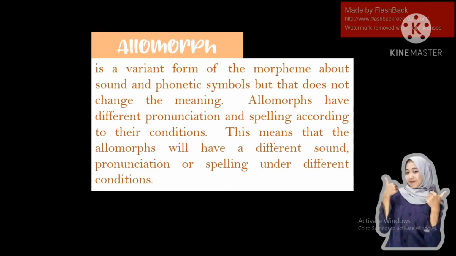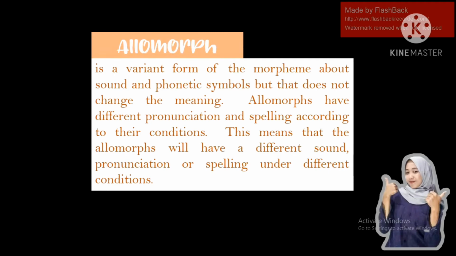Next, I will tell you about allomorph. What is allomorph? Allomorph is a variant form of a morpheme in sound and phonetic symbols, but that doesn't change the meaning. Allomorphs have different pronunciation and spelling according to their conditions. This means that the allomorph will have a different sound, pronunciation, or spelling under different conditions.